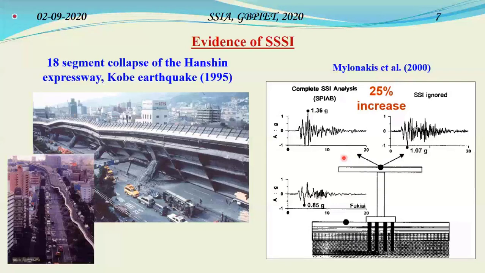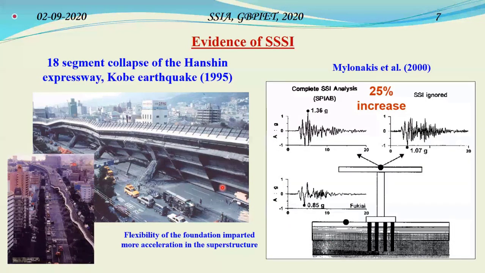Such increase in acceleration will induce huge amount of inertial forces on the cantilever portion of the standing structure, and that will result in huge amount of deformation or rocking or translation at the base, which is basically considered as a reason for this Hanshin failure. So flexibility of this foundation, which is incorporated through the SSI analysis, imparted more acceleration in the superstructure and is a probable explanation for the failure of this Hanshin earthquake.